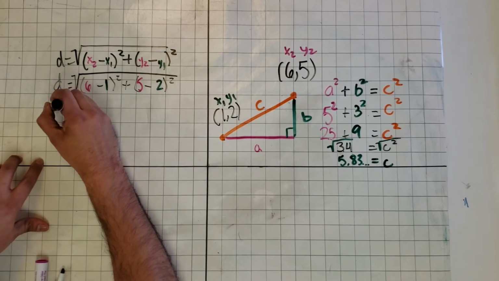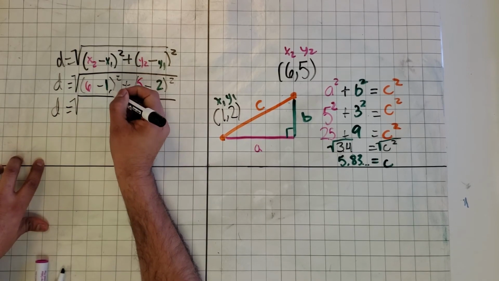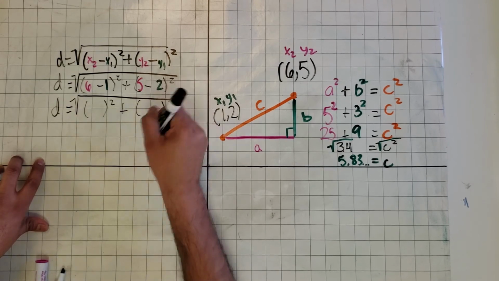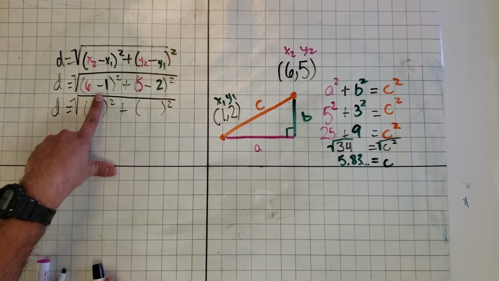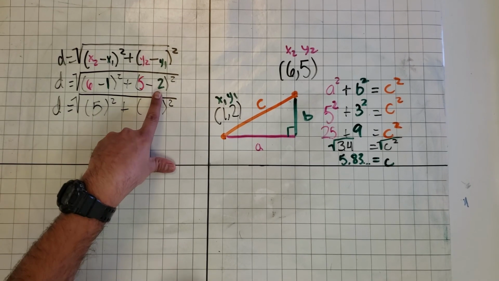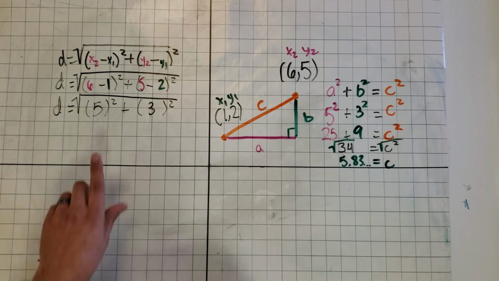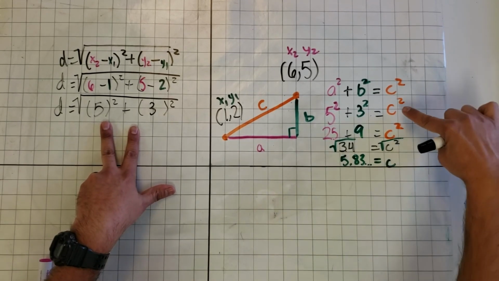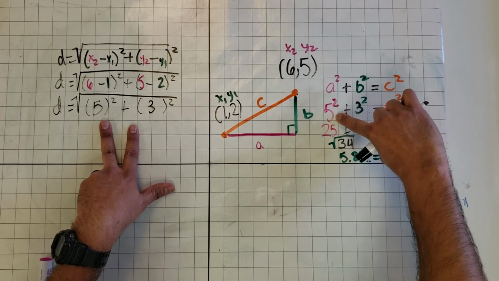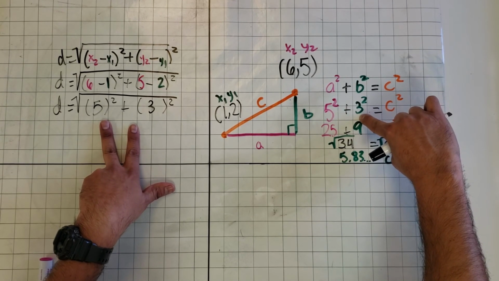So now I have d equals parentheses. And let's just put a number squared and another number squared. So I'm going to do 6 minus 1, which is 5. This time I can just use black for everything. And 5 minus 2 is 3. Okay? And if you look over here, it's almost the same exact thing as this step over here. We have the same numbers. We have 5 squared plus 3 squared. So it's the same thing.